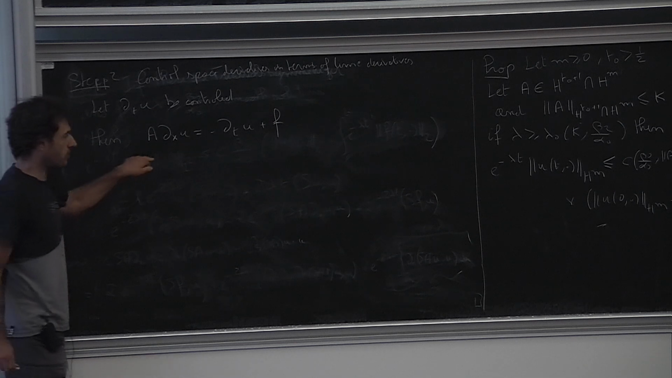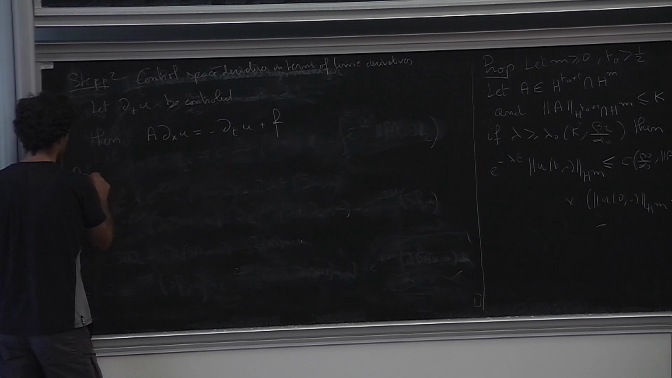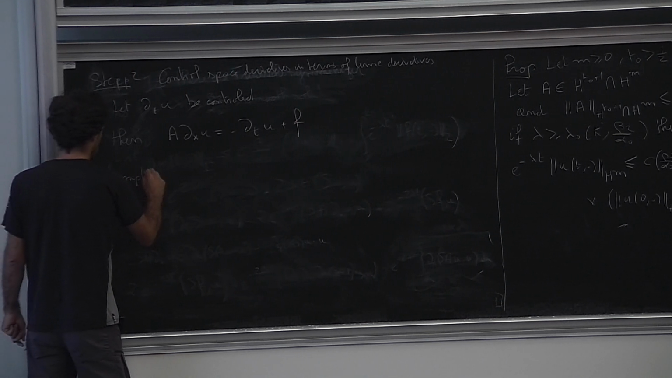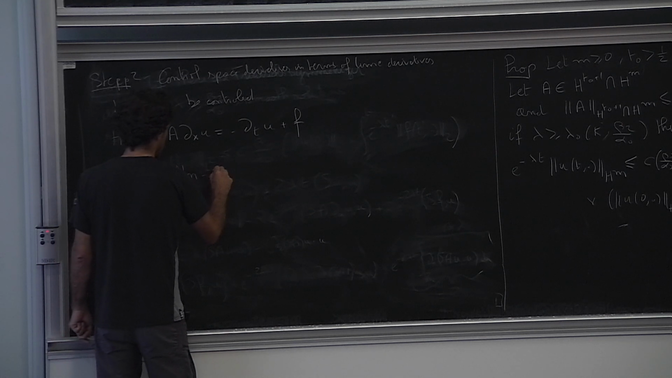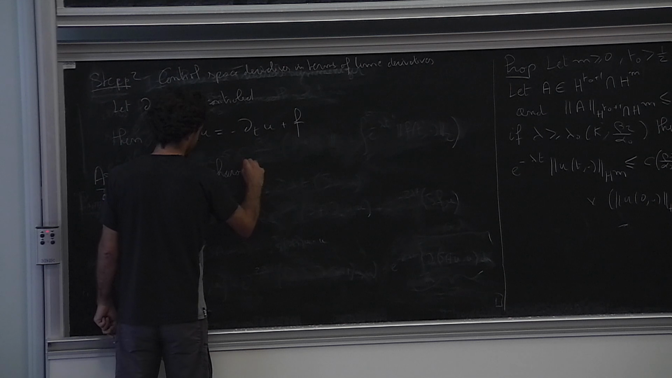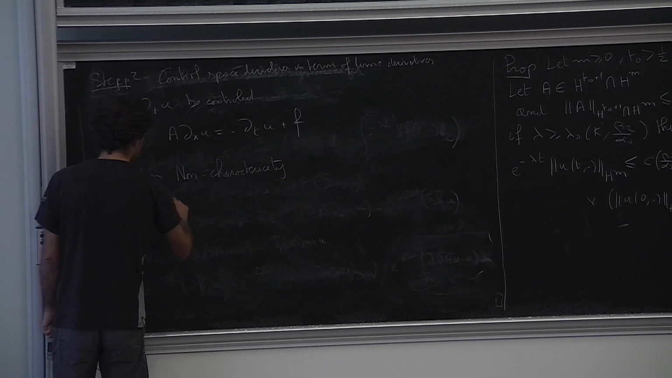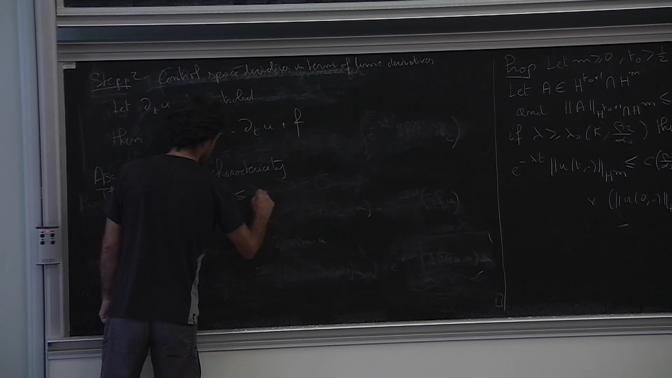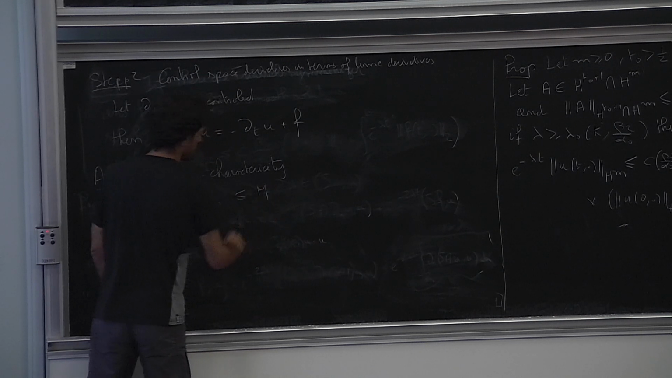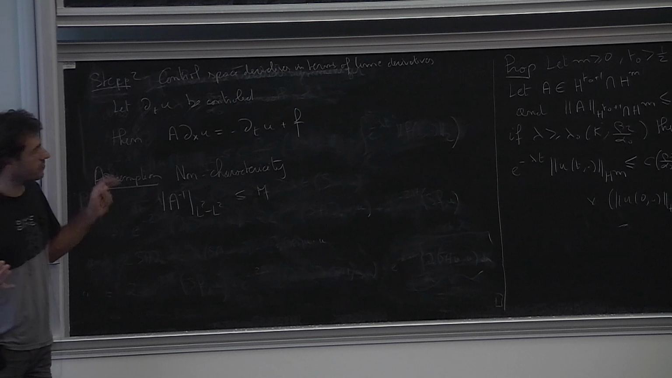But this is not always possible. A has to be invertible. So I need another assumption, which is the non-characteristicity, which is that A inverse as an operator from L2 to L2 is bounded by some constant M. Essentially, A has to be invertible, which is an assumption which is not necessary if you don't have a boundary.